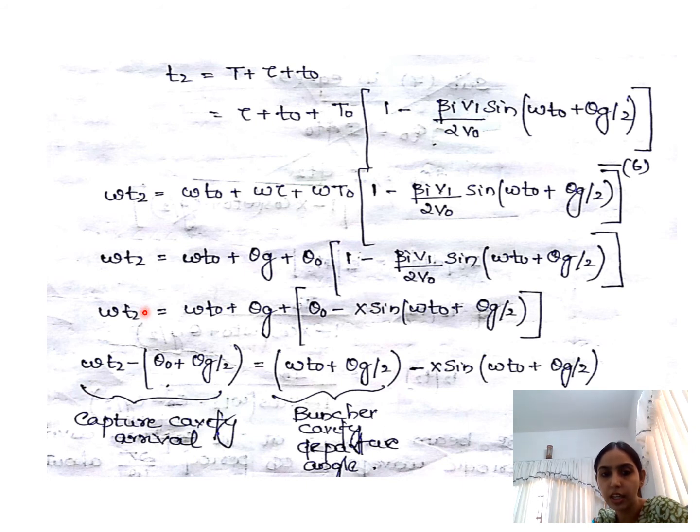Now you can write this equation in such a way that this term represents the catcher cavity arrival and this term represents the Buncher cavity departure angle.